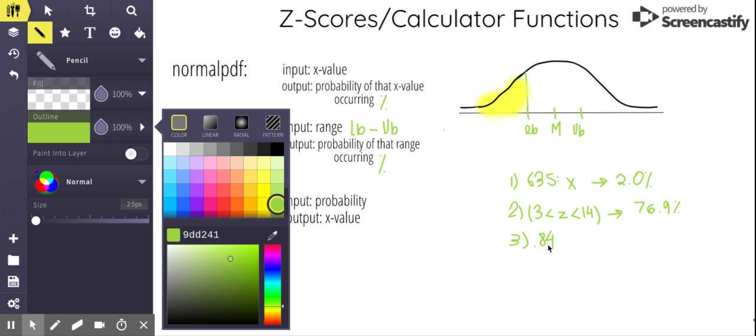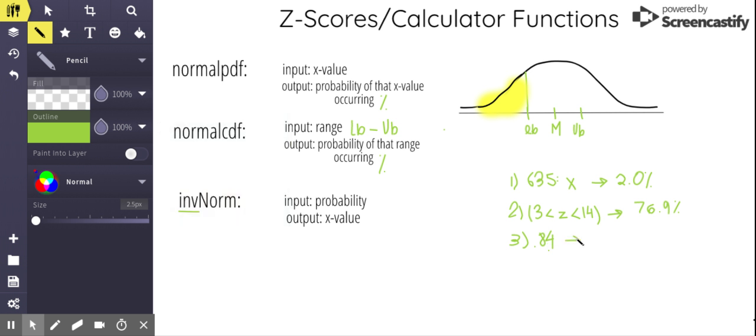And you will get a number. Your answer over here says 28.77, and you want to write 28.8, rounding to the nearest tenth, as your X value. Remember not to write a percentage, because our input was a percent and our output is going to be that X value.